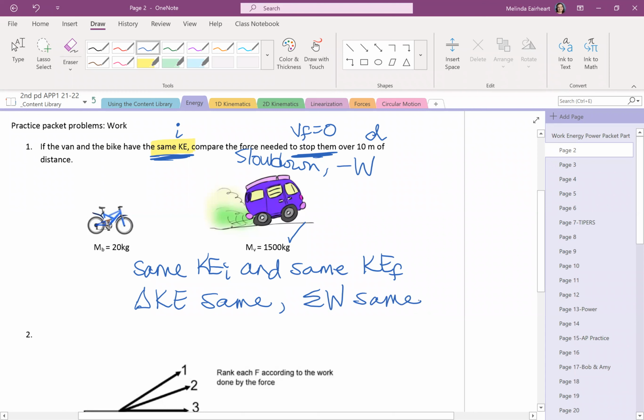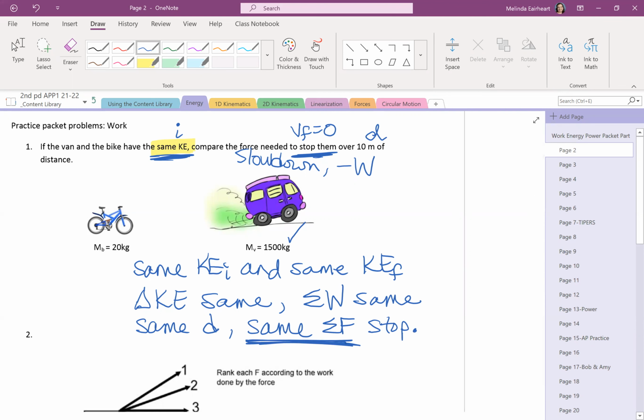Well, they both come to a stop over the same 10 meters. And so they have the same distance. So if they have the same net work and the same distance, then they have to have the same net force to bring them to a stop. So final answer, same. And you're like, what?